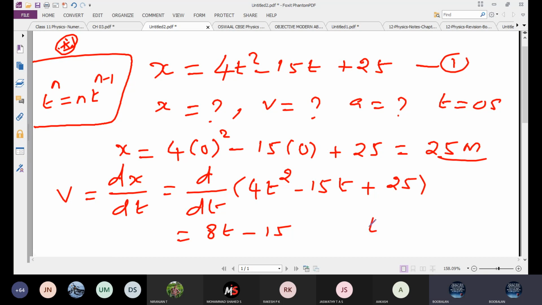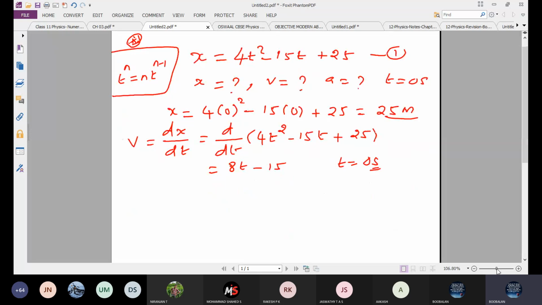Now apply the value of t equal to 0 seconds. Then 8 into 0 minus 15. v equal to minus 15 meter per second.